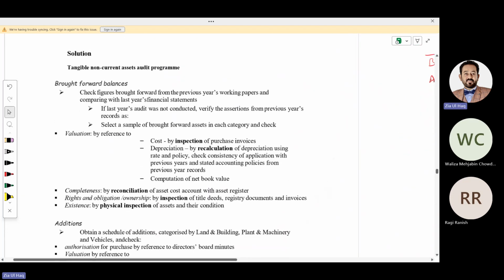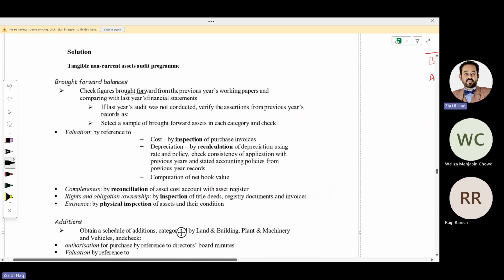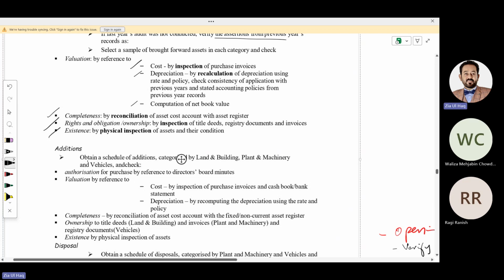You will verify opening balances first, checking figures brought forward from the previous year working paper and comparing to the last year financial statements. If last year's audit was not conducted, verify the assertions from the previous year. How? Cost, depreciation, completeness, rights and obligations, existence. For additions, first you need to obtain a schedule of additions, meaning a list of additions categorized by these assets, and see whether they have been included in the cost account. Check authorization and approval for purchase by reference to directors' board minutes, and then verify valuation, completeness, ownership and existence.